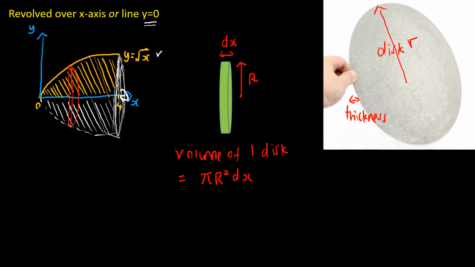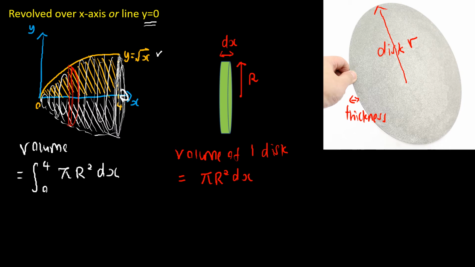Now, in this diagram we are going to have a lot of discs. It can be further cut into 1,000 or 1,000,000 pieces of discs. In order to add up the volume of all the discs, we use integration. So the volume of the whole 3D object is the integration from 0 to 4 of pi r squared dx. This is the volume for one disc, but since we have a lot of discs, we use integration to add up the volume of all the discs.